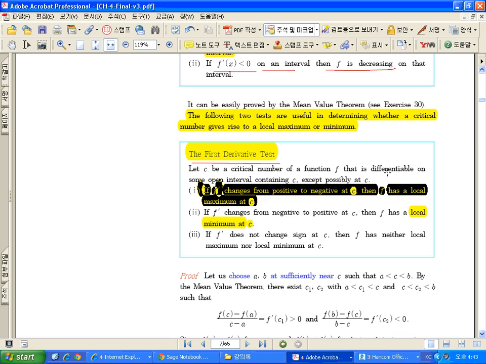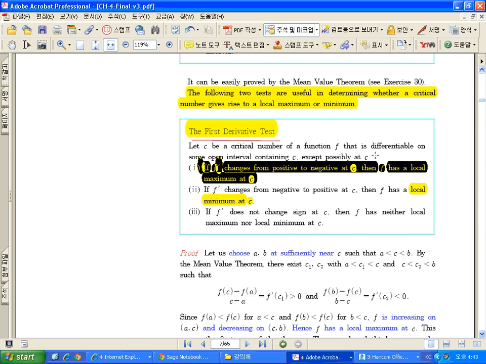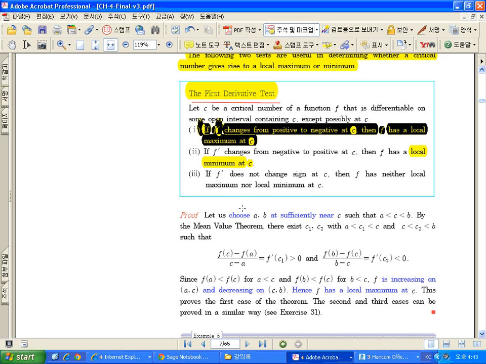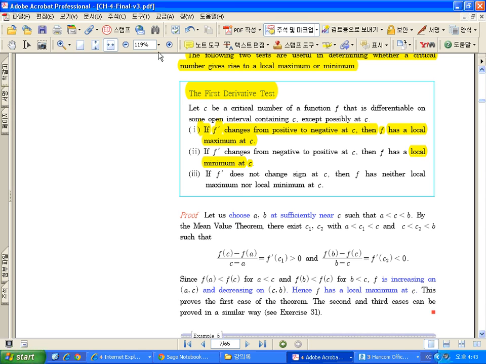Then the first derivative test says if c is a critical number of a function f which is differentiable on some open interval containing c except possibly at c. So f may not be differentiable at c; c is not the important factor. If f prime changes from positive to negative at c, then f has a local maximum at c. If f prime changes from negative to positive at c, then f has a local minimum.